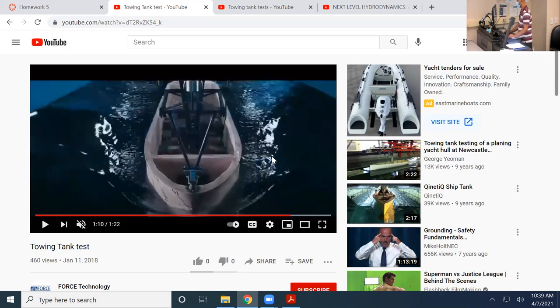And you can measure all of that torque, et cetera. Okay, so that's how you would do it. You'd create a model like this and put it in a tank and measure what the forces acting on it are. And obviously when you change the speed, the forces will change.